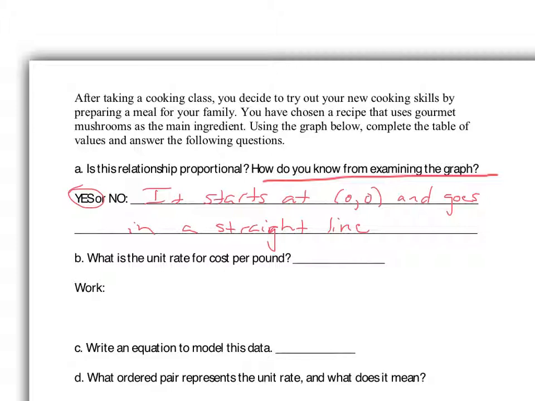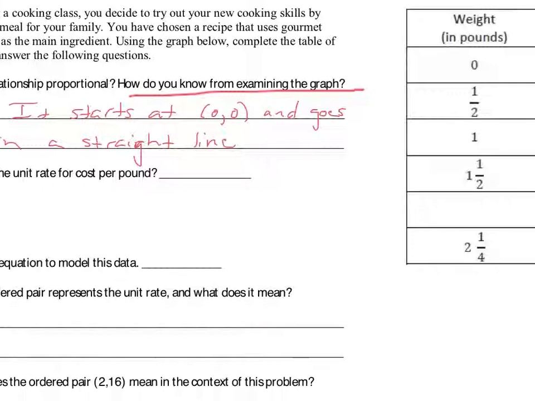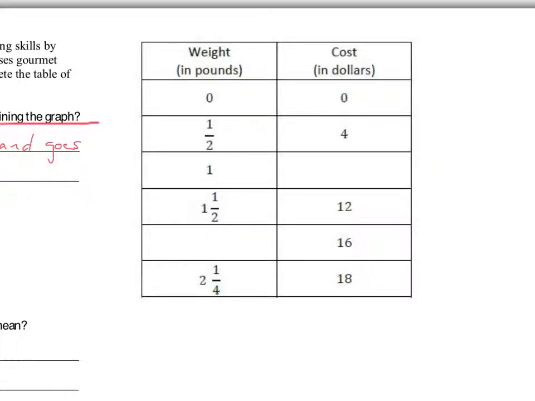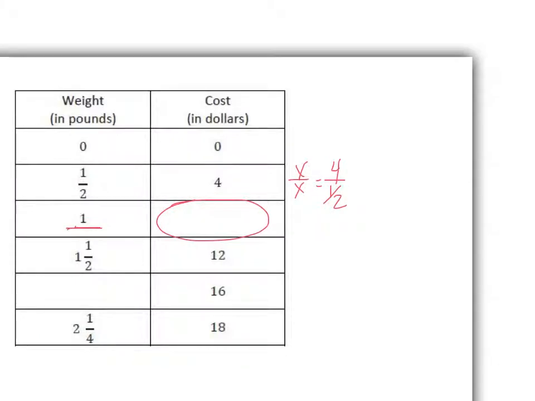All right, what is the unit rate in cost per pound? So there's a couple of different ways we can think about this. We want to know the cost per pound. So that means we would need to know this value here if we wanted to look at it directly from the chart. We could calculate it, y over x, which would be 4 over 1/2 here. So 4 divided by 1/2, which would be equal to 8.